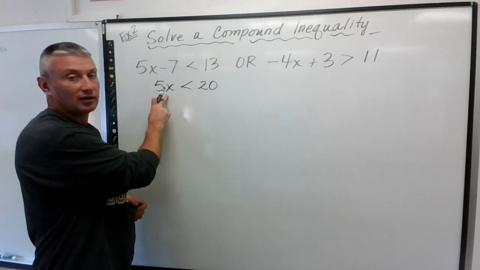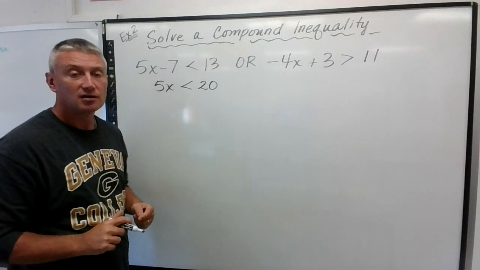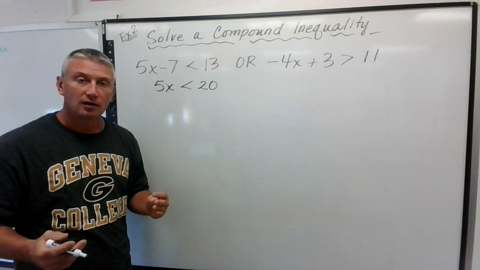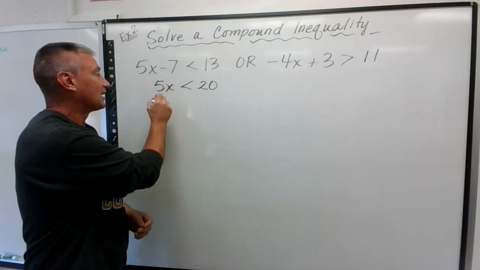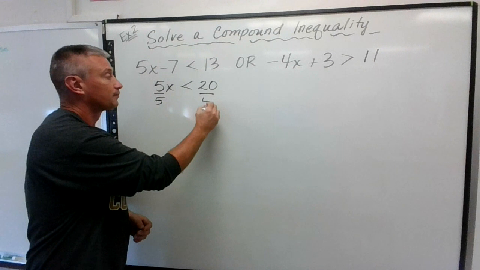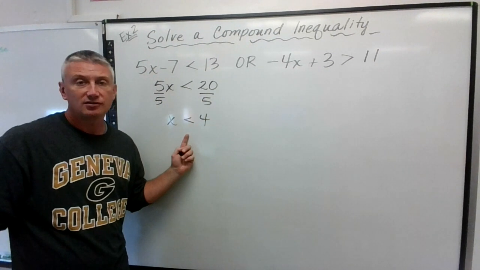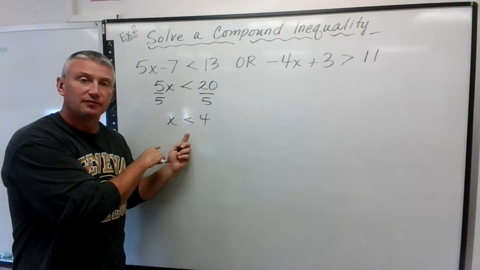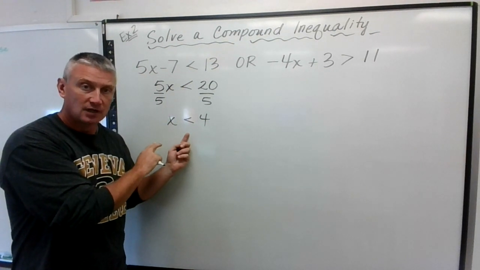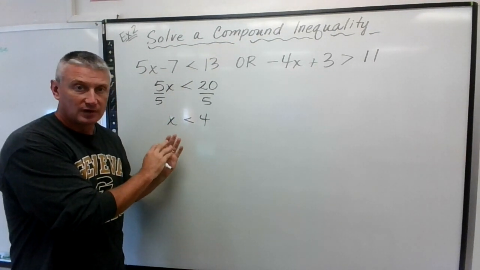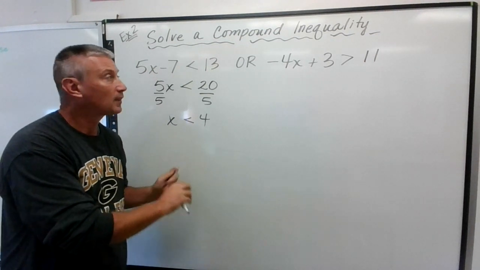Then, to undo the multiplication, we use the property of equality of division. We divide both sides by 5, and x will be less than 4. I did not change the symbol because I did not divide by a negative. So one part of our answer is going to be x is less than 4.